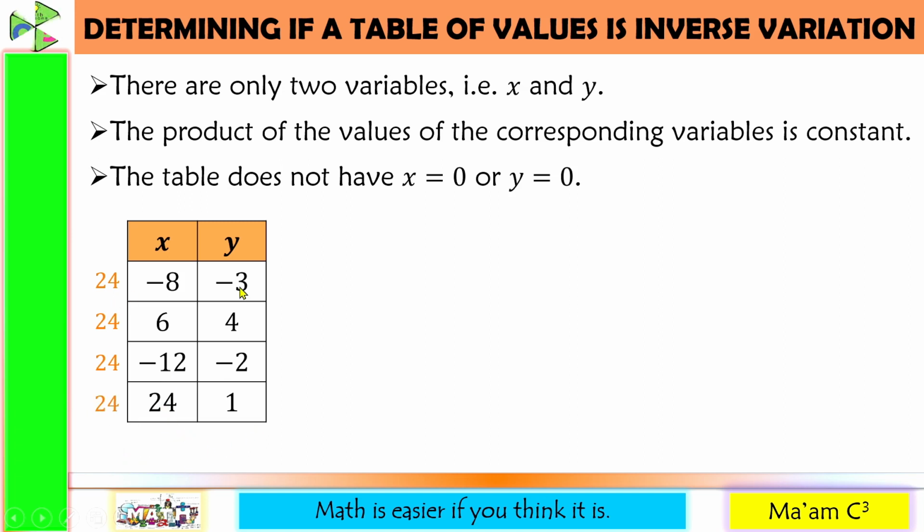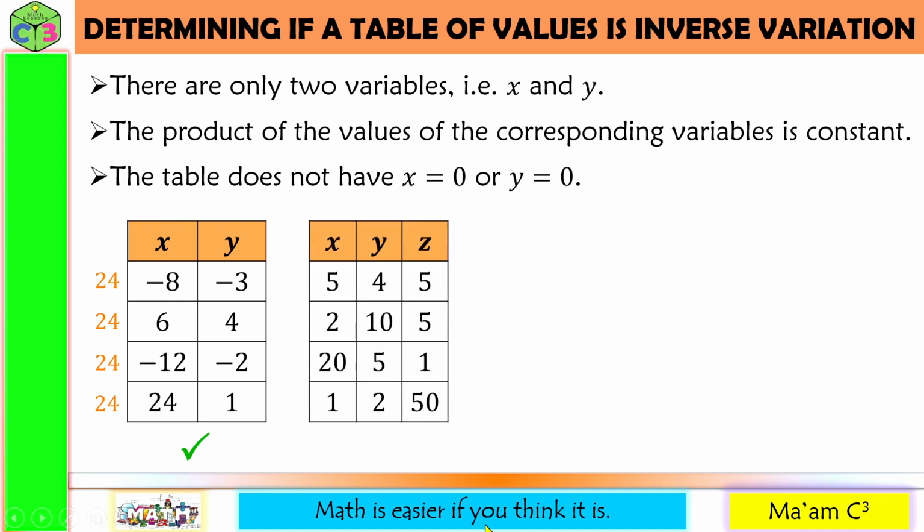The product of each corresponding variables is constant. They are all equal to 24. And we do not have x equals 0 or y equals 0. So yes, this table is an inverse variation. Let's have another one. This is not an inverse variation.